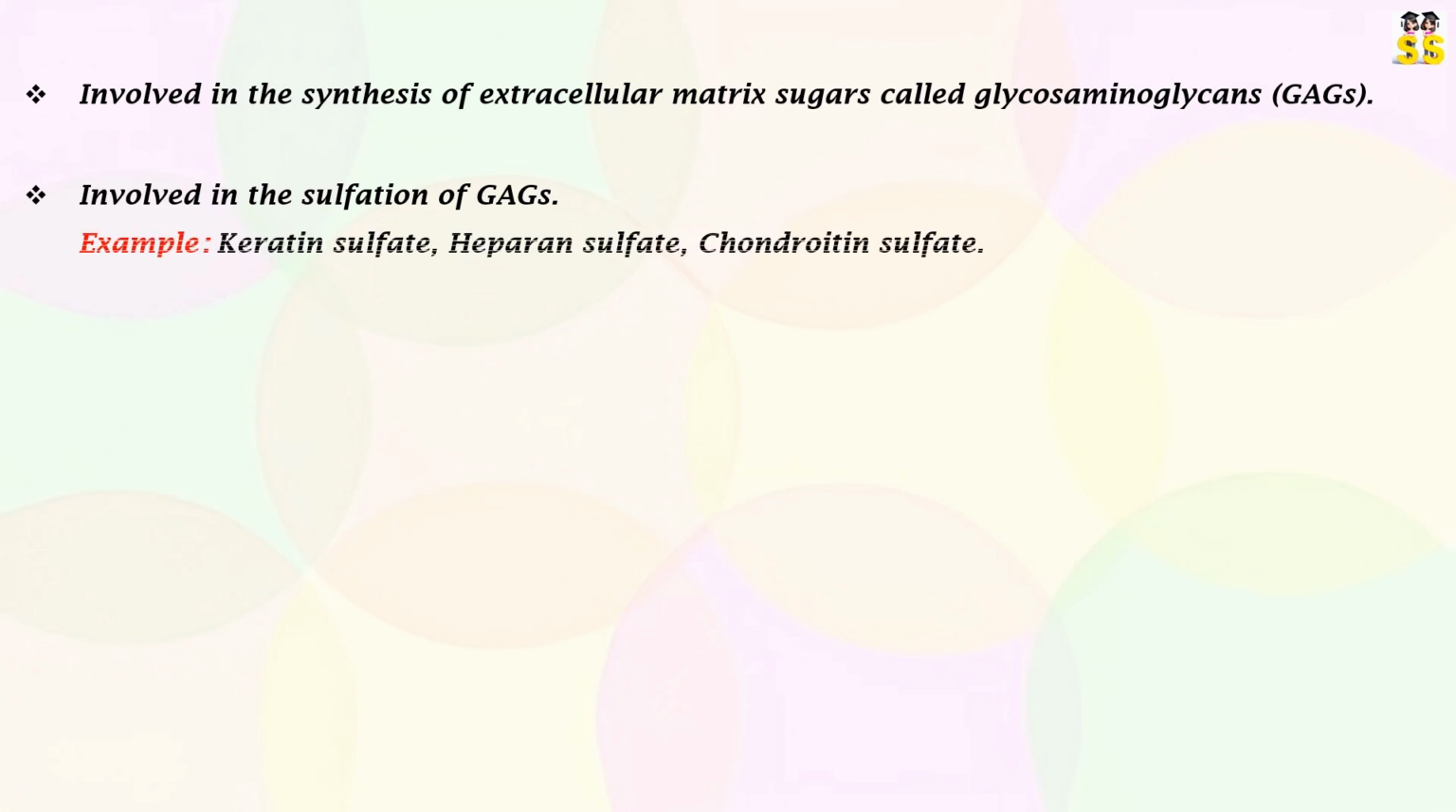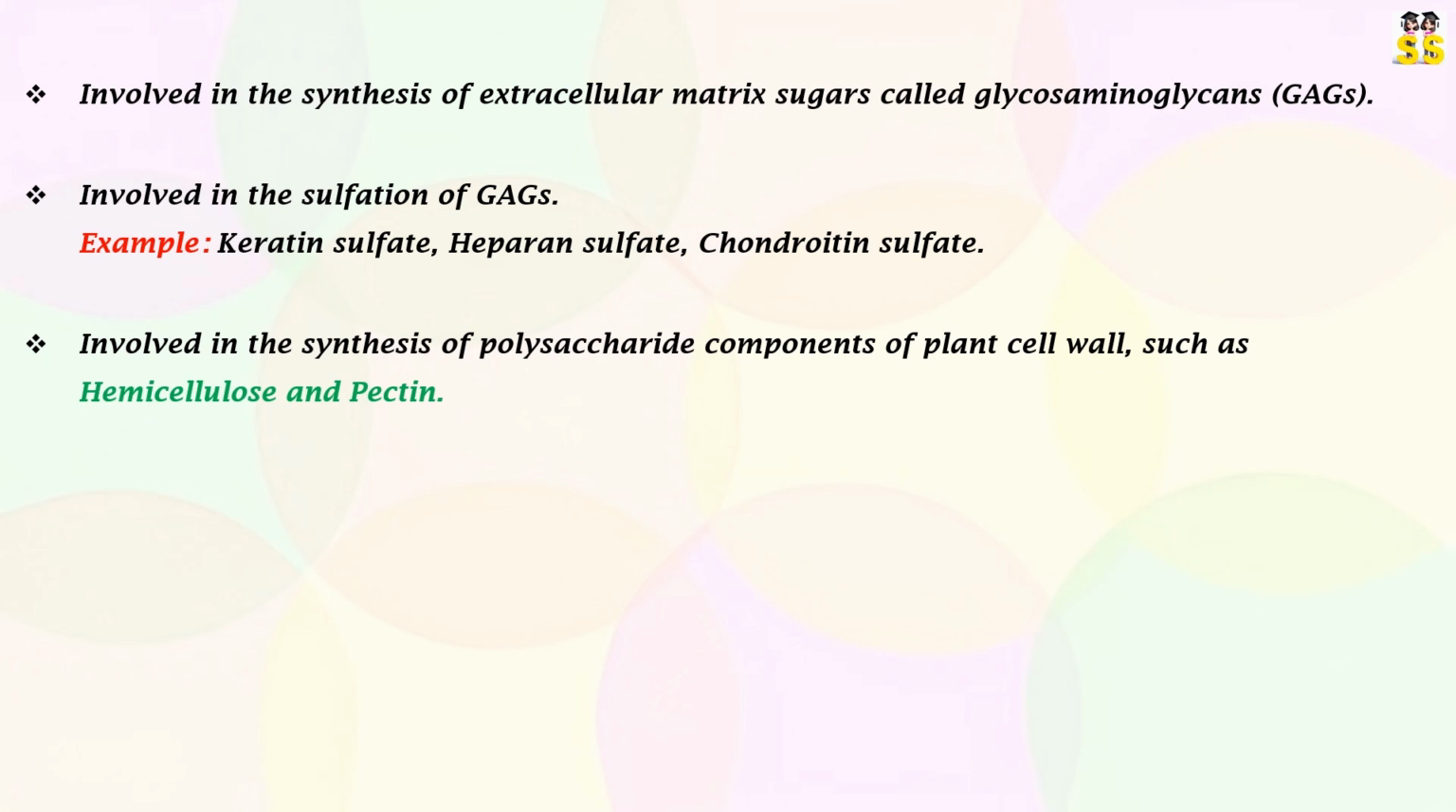Golgi complex is also involved in the synthesis of extracellular matrix sugars called glycosaminoglycans. Involved in the sulfation of glycosaminoglycans. For example, keratan sulfate, heparan sulfate, and chondroitin sulfate. Involved in the synthesis of polysaccharide components of plant cell wall, such as hemicellulose and pectin.